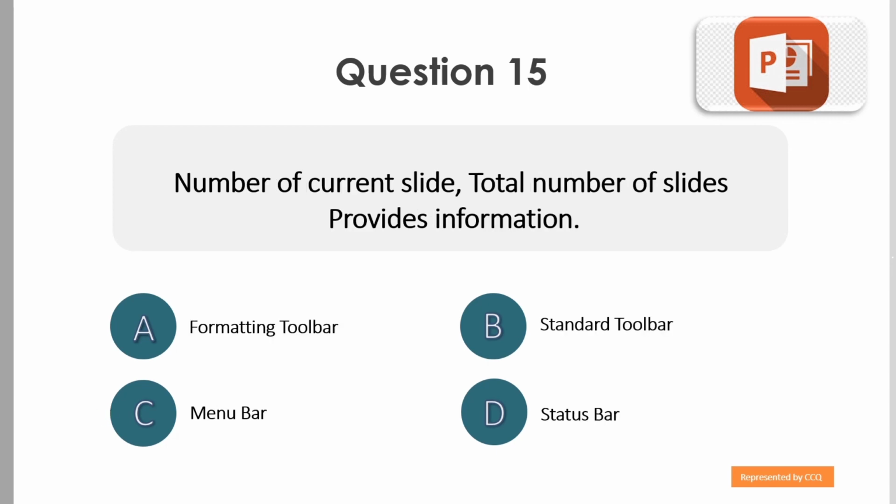Okay. Then 15 question is, current slide number and total number of slides provides information. So options are formatting toolbar, menu bar, standard toolbar, or status bar. So the correct answer is status bar. Okay. So question is done.